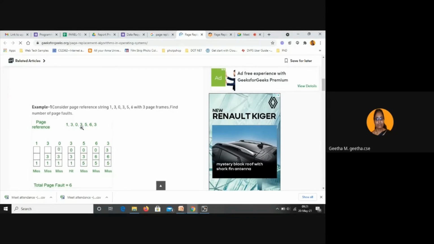Then the next reference is page 3. It is already in memory, so no page fault occurs. That's why they have mentioned it as a hit. Miss means a page fault. Hit means there is no page fault.